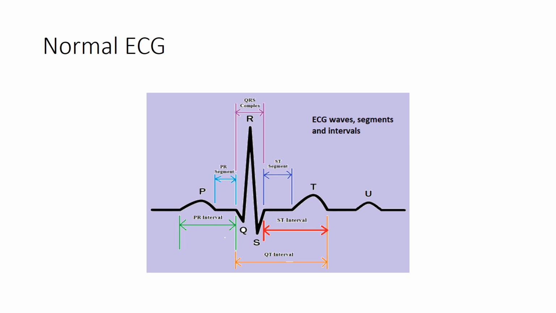PR interval is the time or the duration starting from the beginning of P wave and ending at the junction of PR segment with the QRS complex. Or simply we can say that it is the interval from the beginning of P wave to the beginning of QRS complex. QT interval spans from the beginning of QRS complex to the end of T wave.